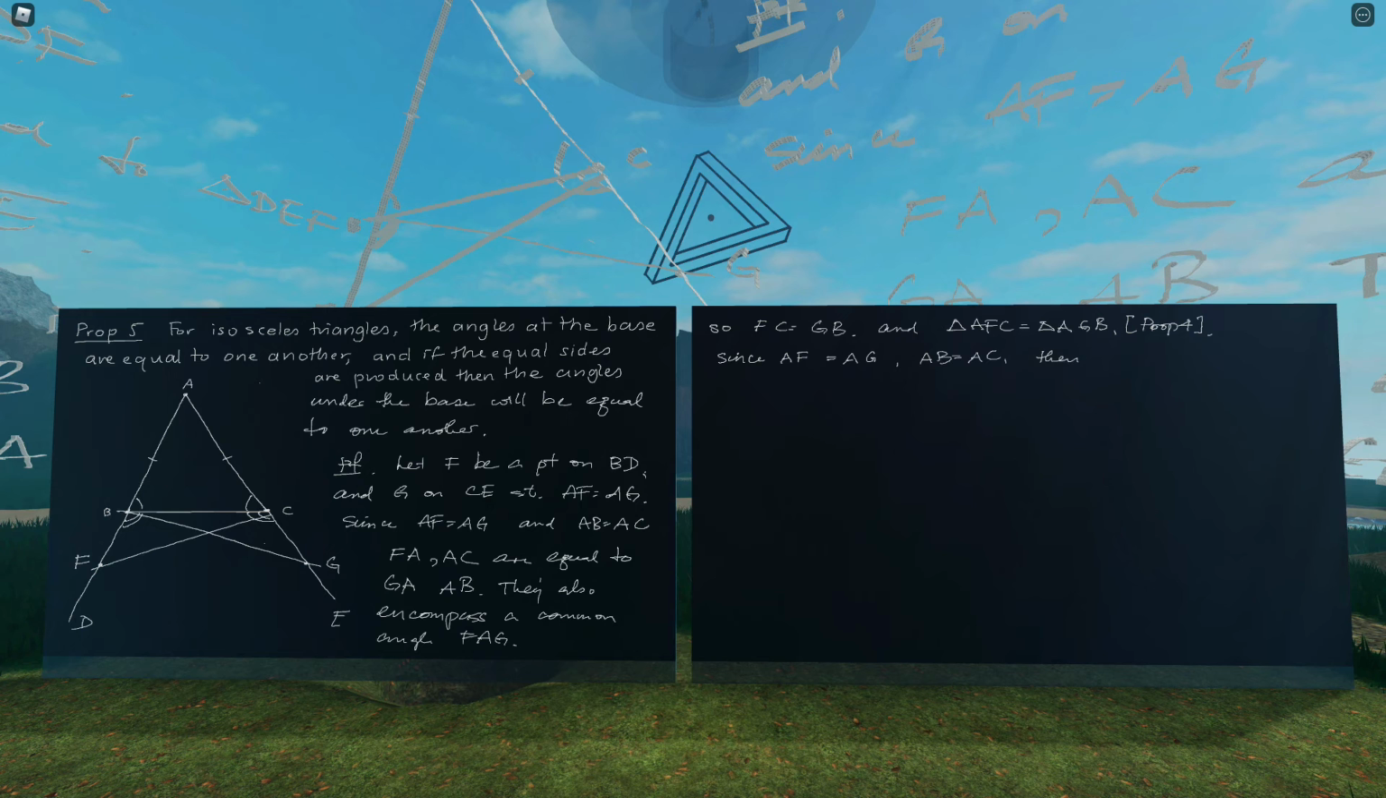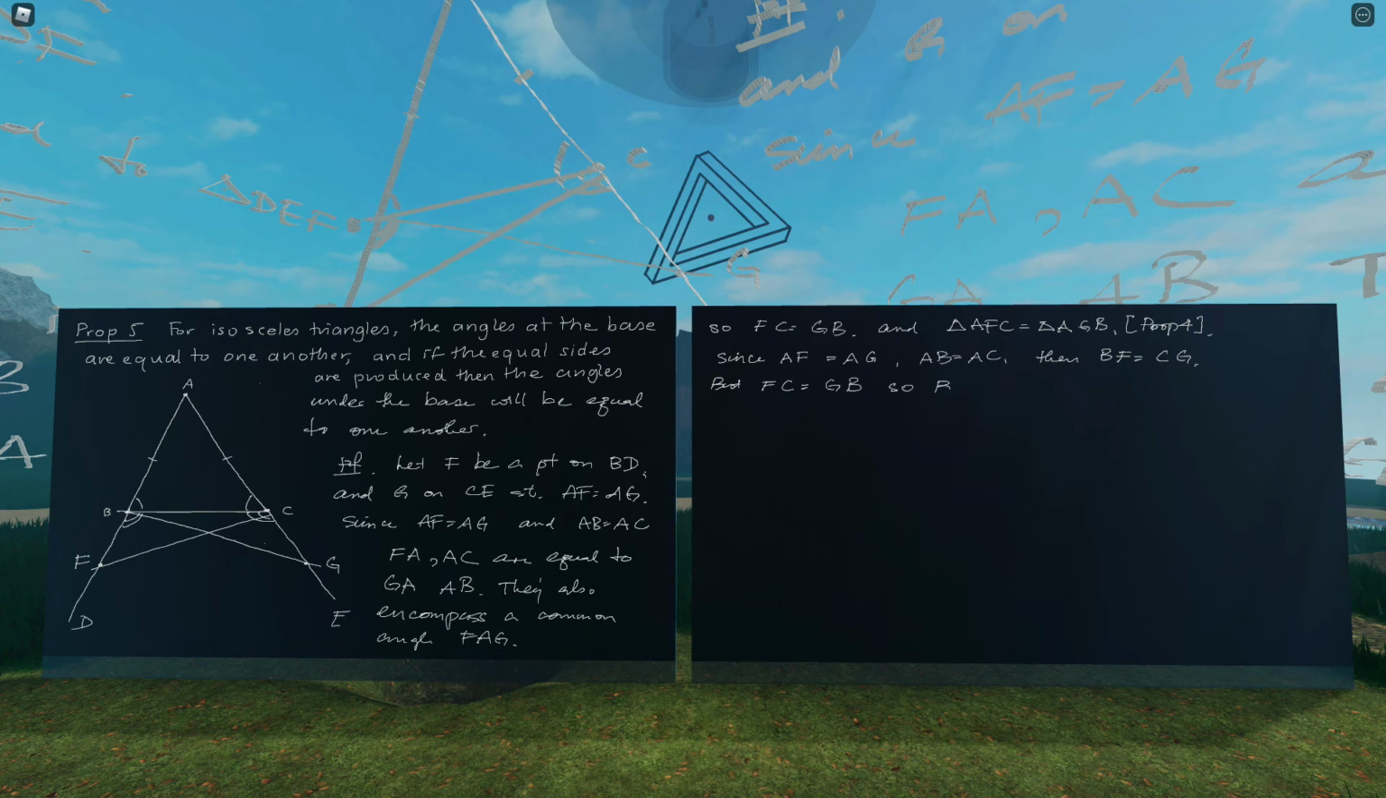Then BF is equal to CG. So I think here you're just subtracting intervals of lines, lengths of a line that's contained in another, subtracting the length of one line from another, right? And so this is using one of the common notions that we would have mentioned before, right? But FC is equal to GB from before.